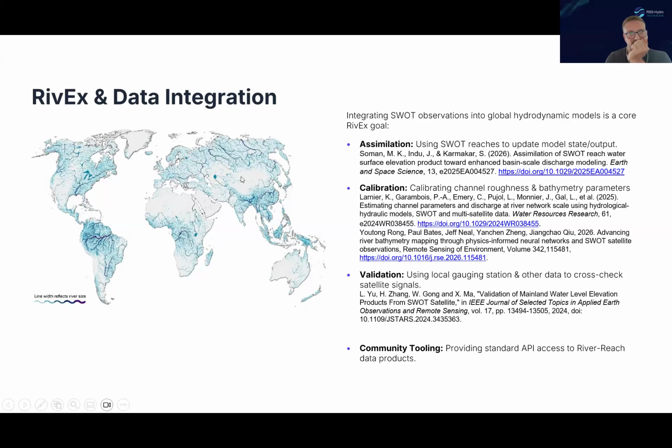So that's some on the rivers. There's really a big advance on using SWOT to update model state in hydraulic models, and calibrating these bathymetry estimations essentially globally, an approach to do that globally, so that we would actually start knowing the geometry of a river. And then the validation of SWOT, of course.